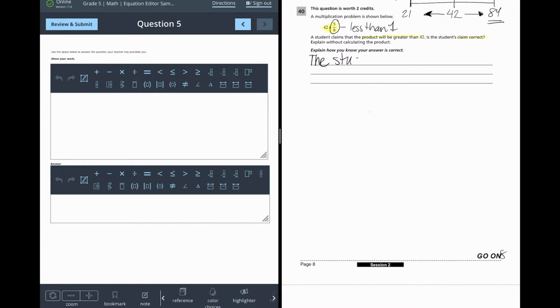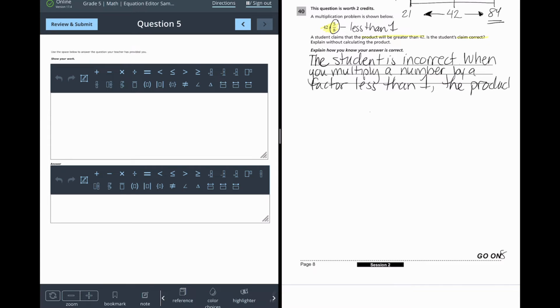The student is incorrect. When you multiply a number by a factor less than 1, the product is smaller than the number.